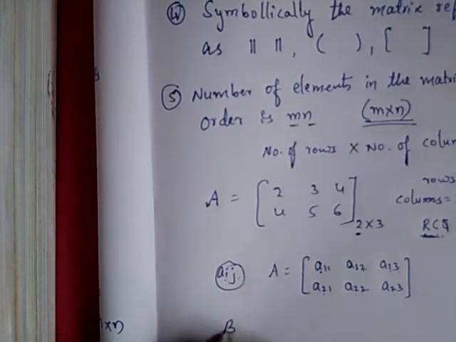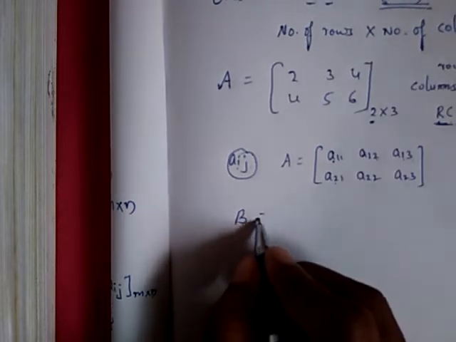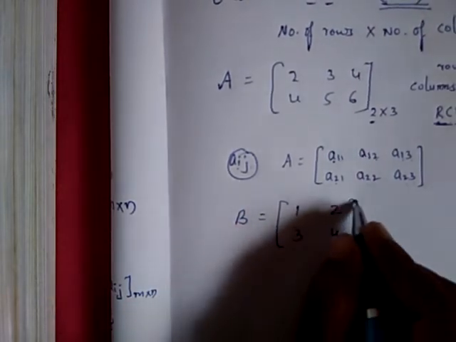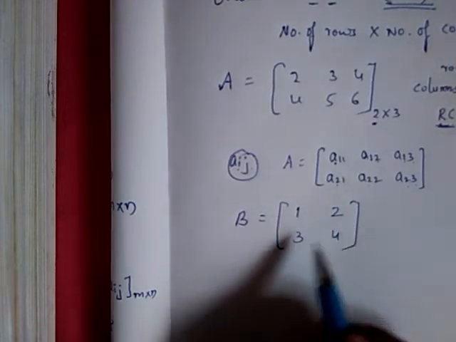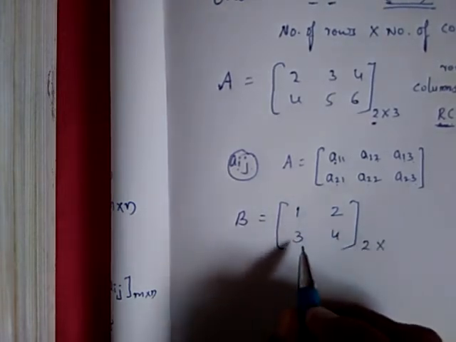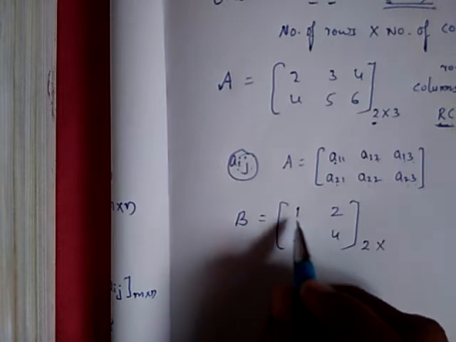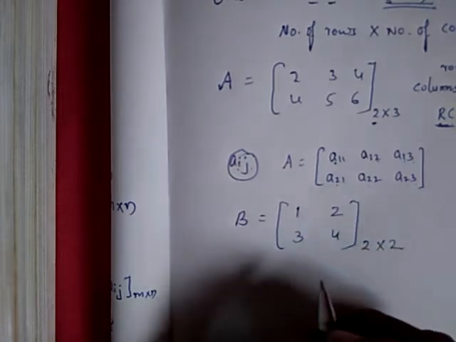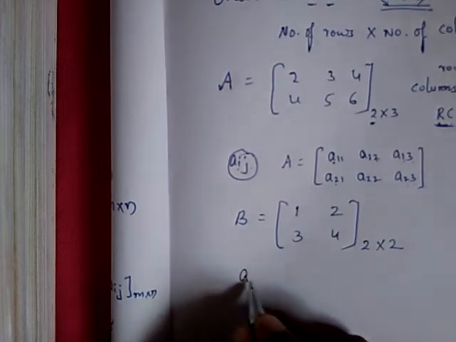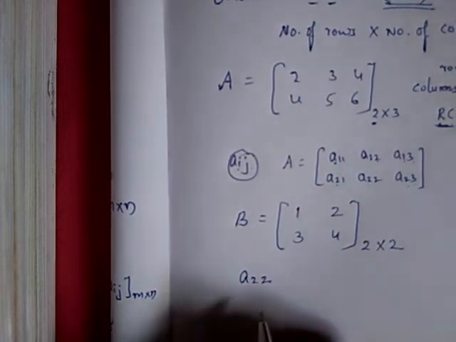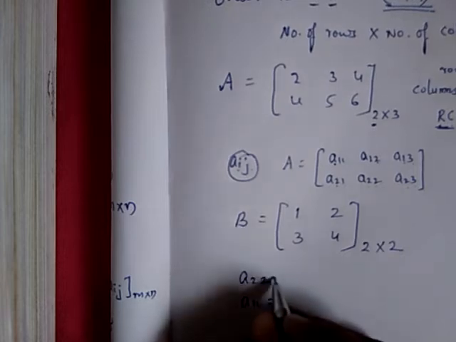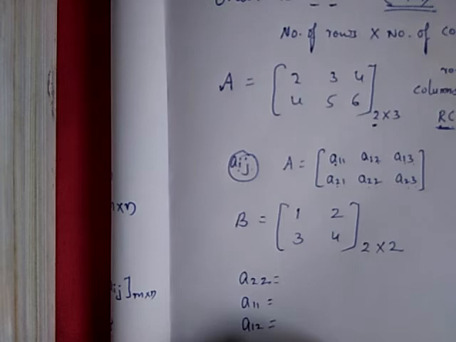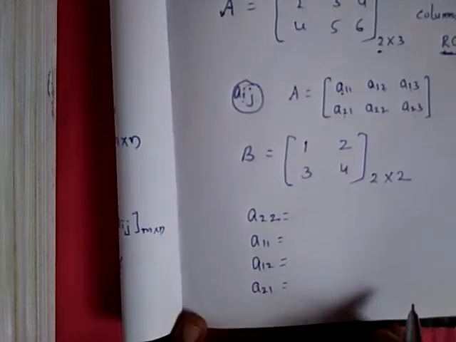So one more example I will take, that is B is equal to, I can take like this, 1 2, 3 4. So how many rows are there? 1 row, 2 row. So 2 I will write here. So how many columns are there? This is 1, this is 2. So 2 are there. Okay, which elements can you say now? A22. What is A22 here? A11 is equal to what? A22 is equal to what? A12 is equal to what? A21 is equal to what? Which are the elements present here?